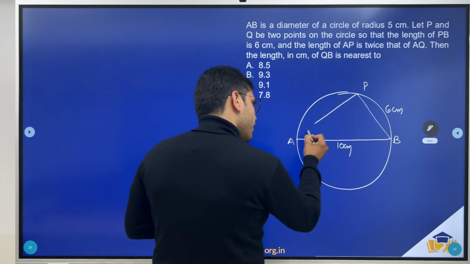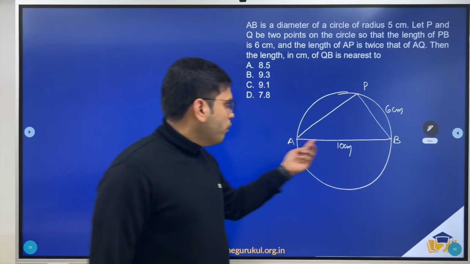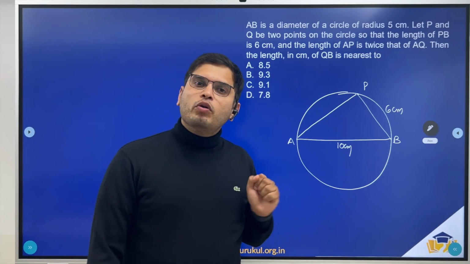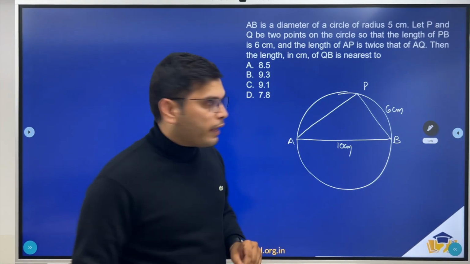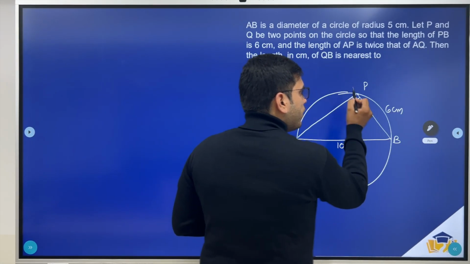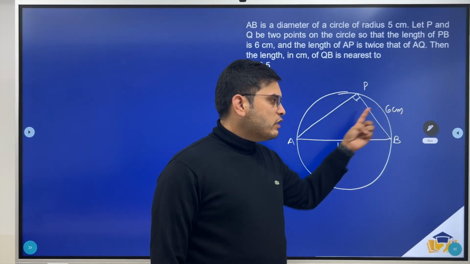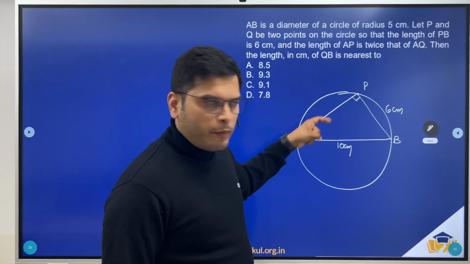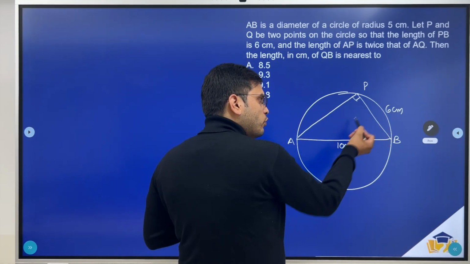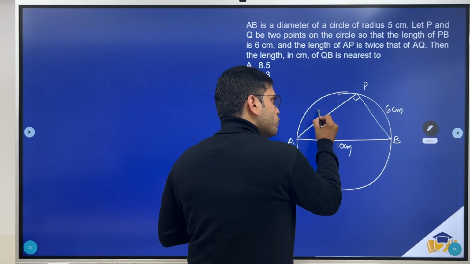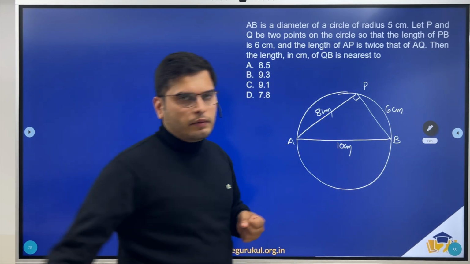Okay. First let's find the length of AP. Now what is this? This is a semicircle and we know that the angle subtended in a semicircle is a right angle. So this is 90 degrees. So 6, 10. Use Pythagoras triplets. 3 is to 5, so this should be 4 parts. So if 3 parts is equal to 6 and 5 parts is equal to 10, 4 parts would be equal to 8 centimeters. Done.